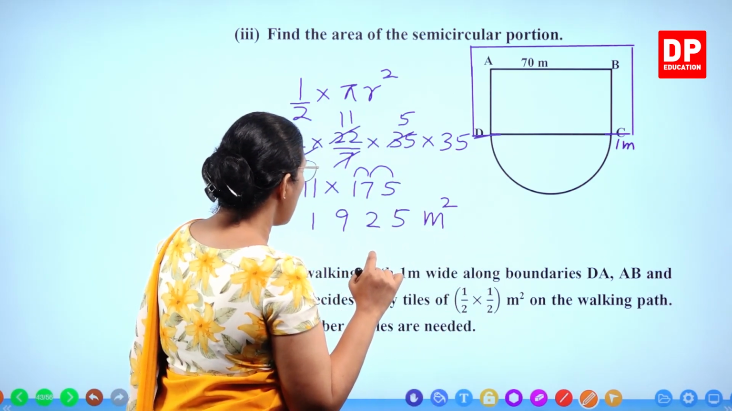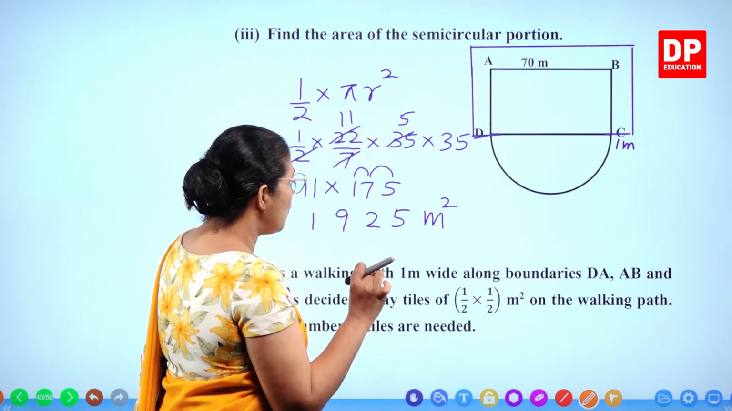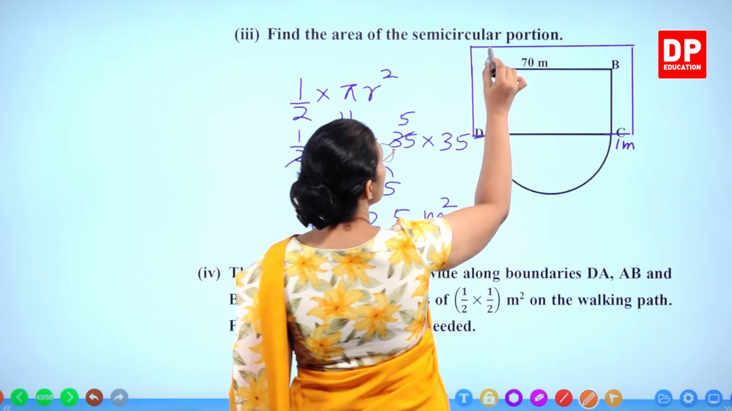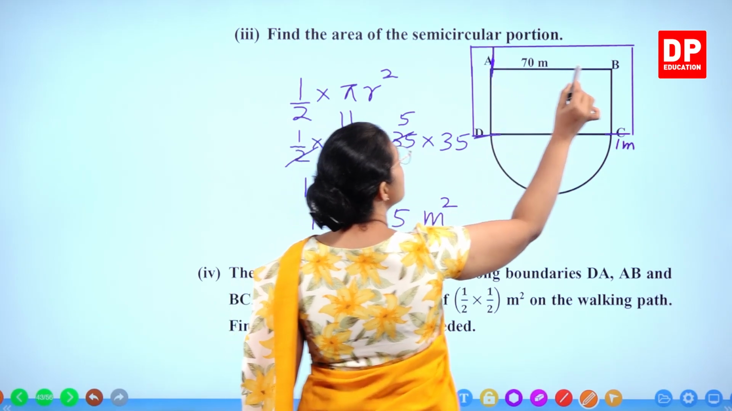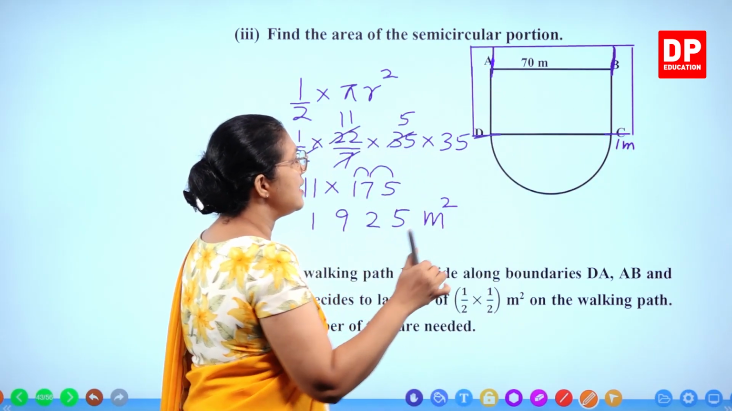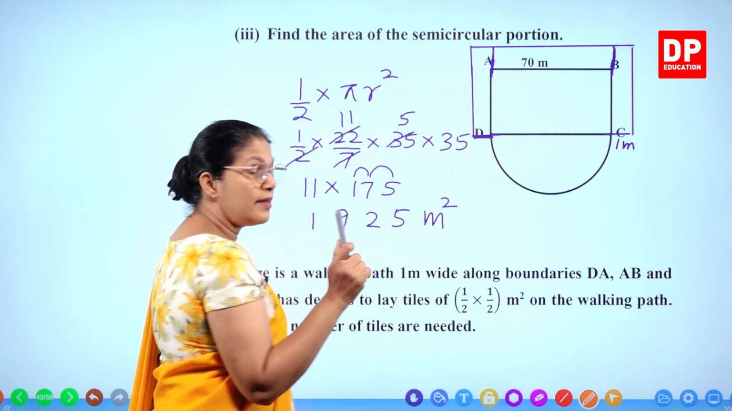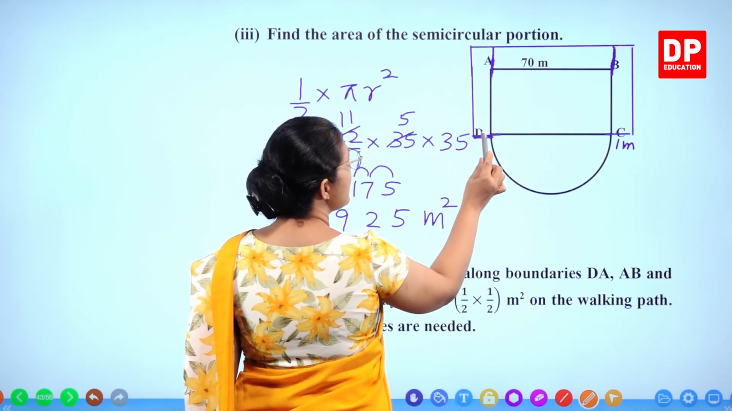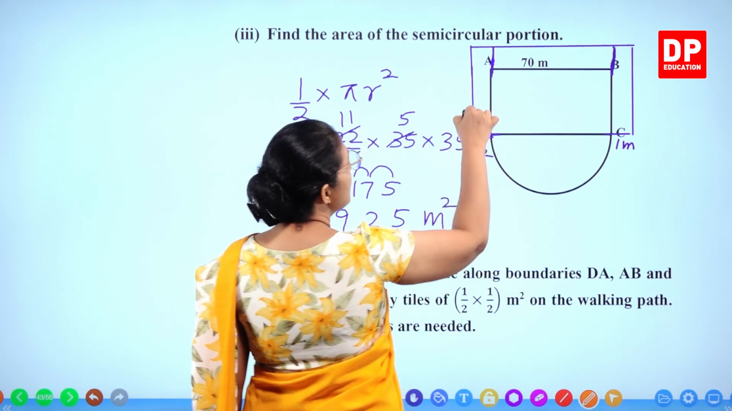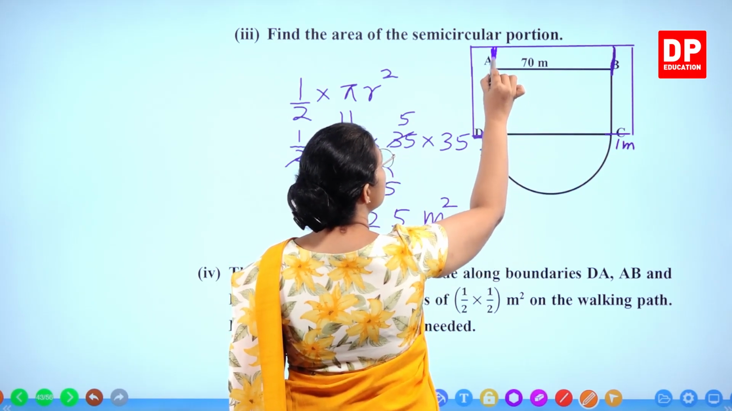It has been decided to lay tiles of half into half square meters. So half is the size of a tile. On the walking path, find the number of tiles needed. So let's consider the rectangles separately, this line and this line. First we'll find how many tiles are needed for this rectangular part, and then this part. So here the width is 1, how many tiles are needed to fix that? You need half and half, that means 2 tiles. 2 tiles this way. So what is this length? We found BC equals 85 and this length is 1 meter.